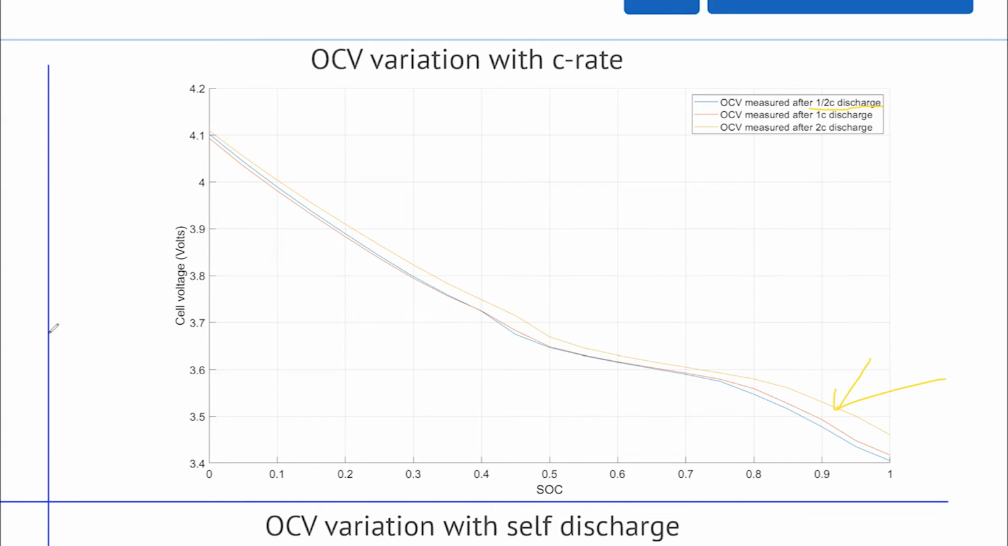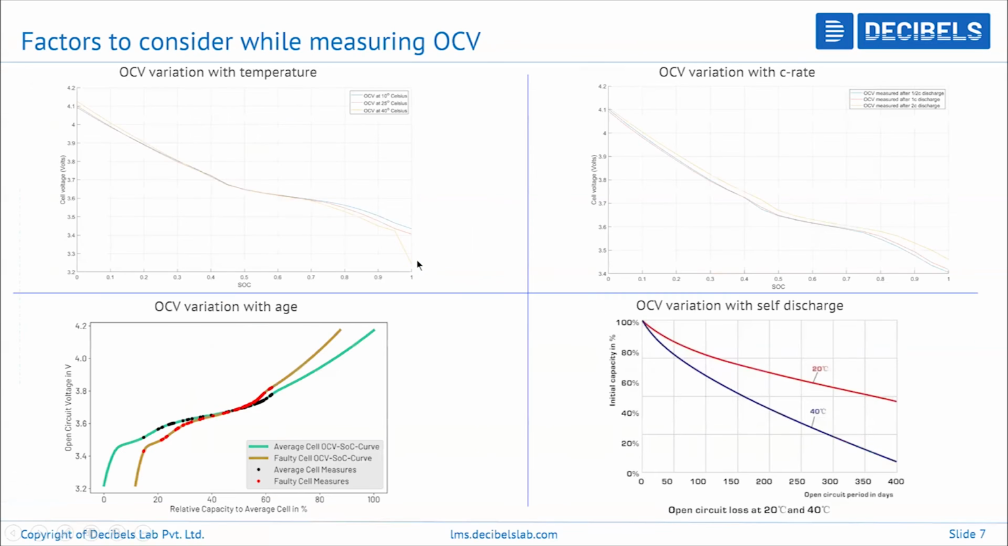So these are how the trend lines can be understood with respect to every single factor. By understanding these graphs, we'll be able to calibrate any algorithm in any battery management system application, provided that we understand how it changes with respect to all these factors.